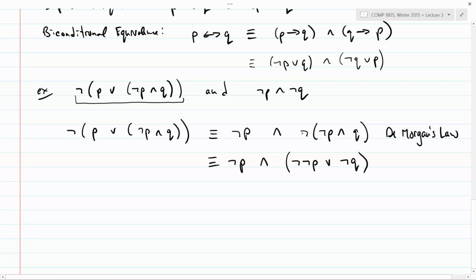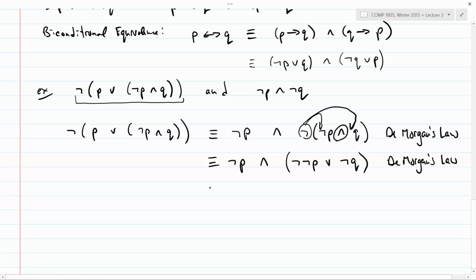So remember, I put the negation here, and then I flip the symbol. If it's a conjunction, it becomes a disjunction. If it's a disjunction, it becomes a conjunction. So this is what I get down here. And again, this is by De Morgan's Law. So far, so good?